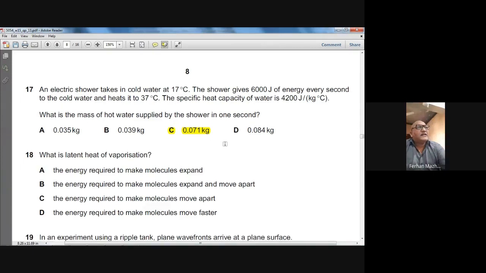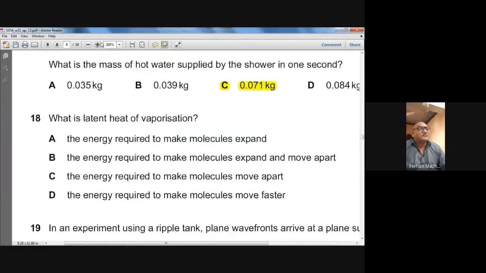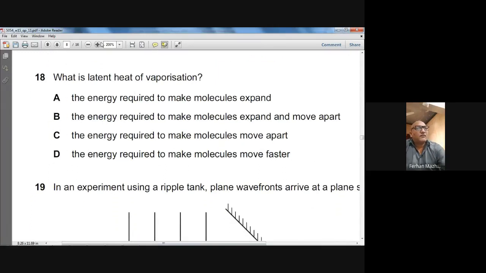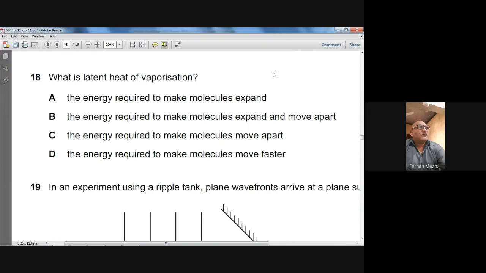Question number 18 is coming on your screen. What is the latent heat of vaporization? The energy required to make molecules expand? Remember, the molecules do not expand. The energy required to make molecules move apart. Yes, this can be the answer.